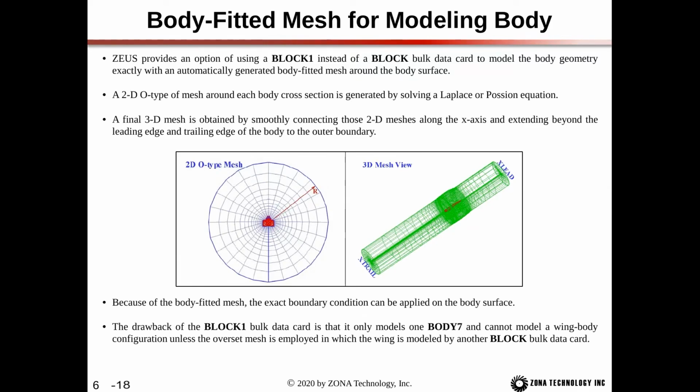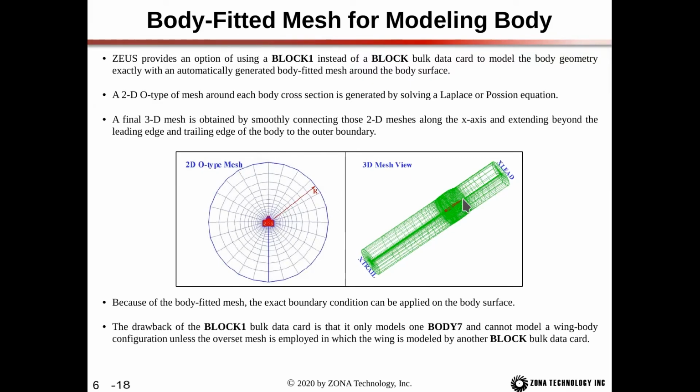However, the body fitted mesh can only be used to model one body 7, and you cannot fit additional components, either other body 7s or other C-Aero 7s, into this block. In that case, you must use the Overset Mesh. And we'll see this in a test case.